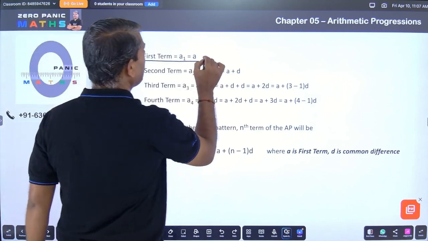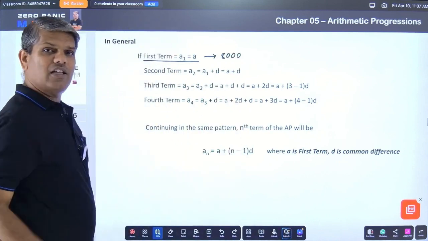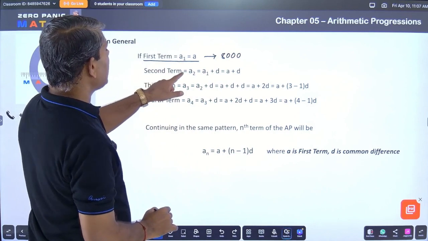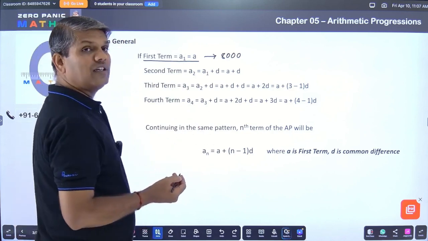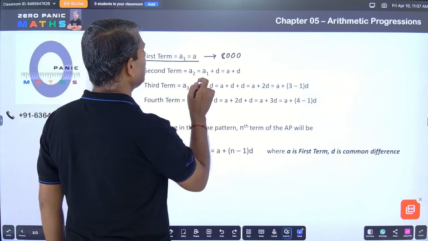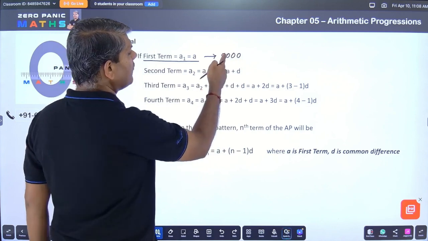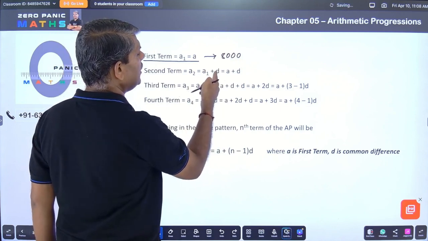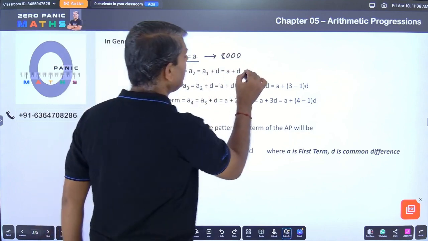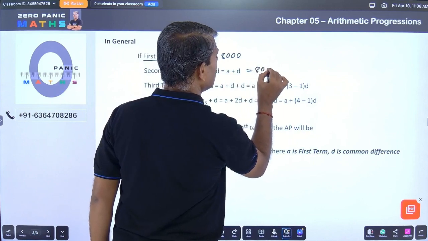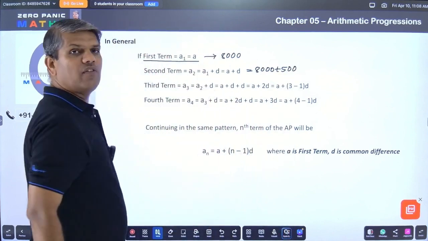Okay, and in our case, a here is 8,000. Now the second term, assume the second term is a2. Okay, and how do we calculate a2? By adding the common difference d to the first term, that is a1 plus d, and a1 is a, so a plus d. So in our case, 8000 is a and 500 is our d, common difference d.